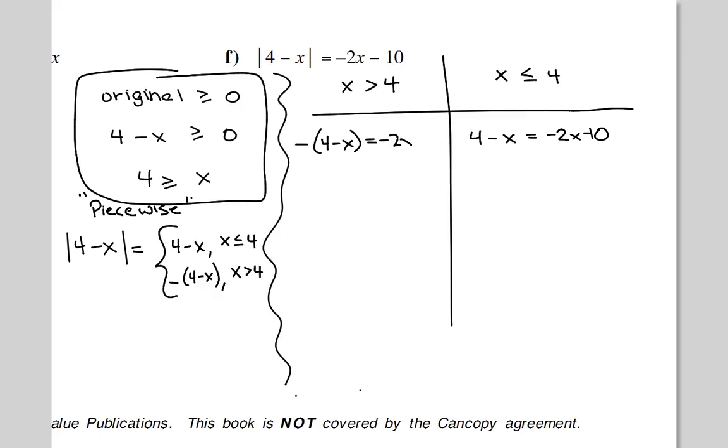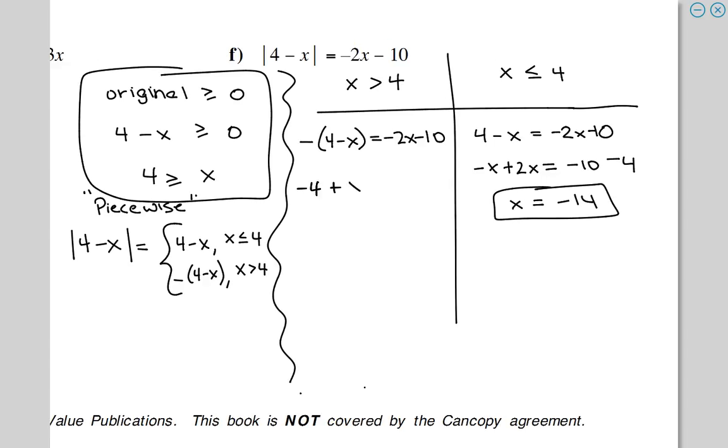So solve this. Quickly just running through the algebra. Negative x plus 2x, negative 10 minus 4. You get x equals negative 14. I think this was on the quiz.